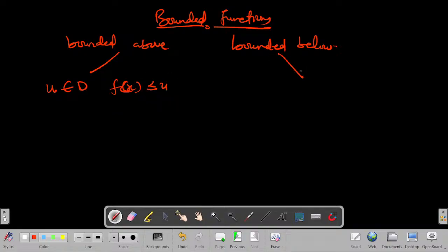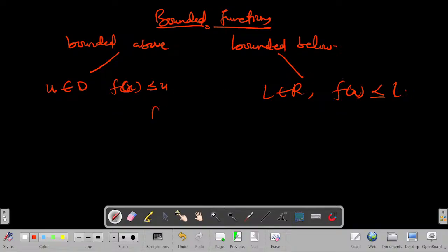The same thing for this: a number L, which is a member of all real numbers, so that your function of x is always greater than L. We call it bounded below or lower boundary. Okay, that is the idea of upper and lower bounds.